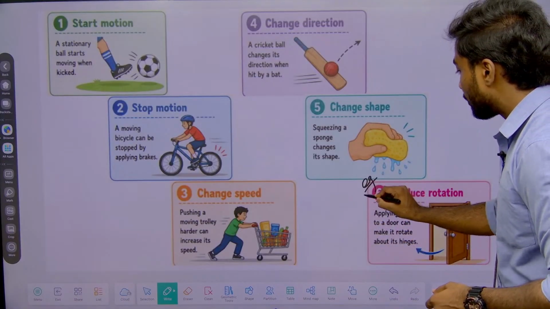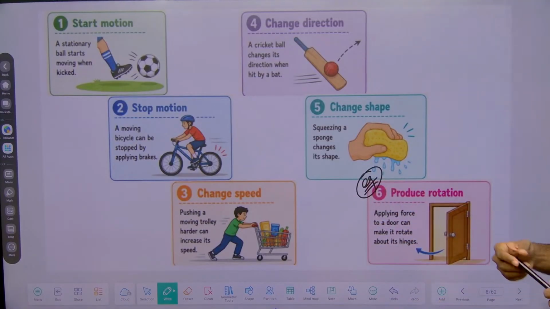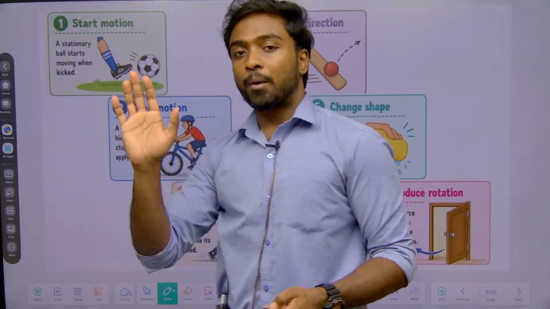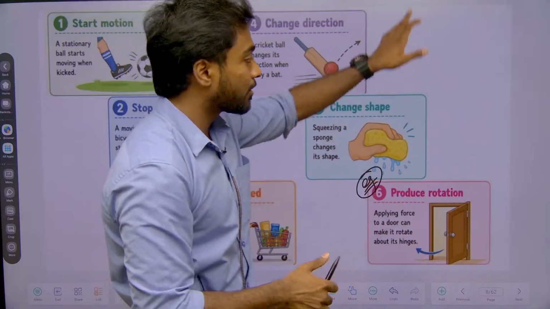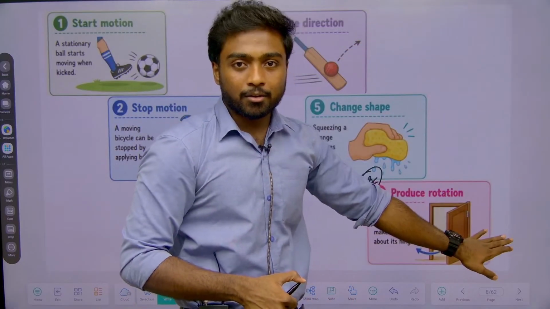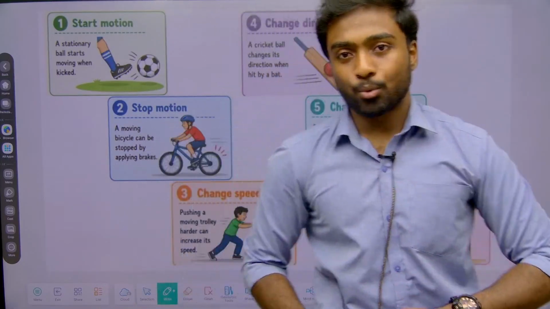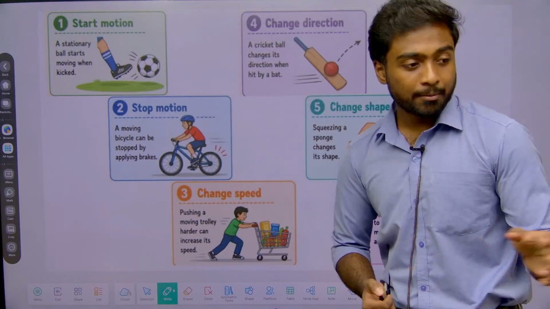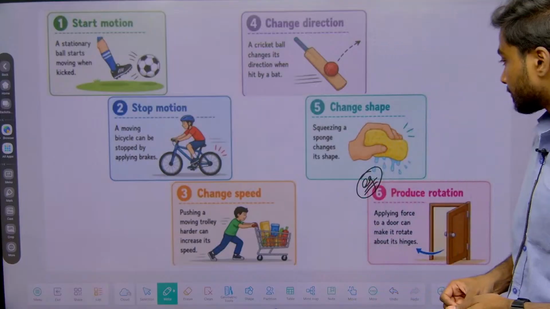Once you go home, you can try this: if you apply force on the hinged side, and the same force on the non-hinged side, which one will open faster? That is the thing to try. You must try it at home, and let me know in the next class.